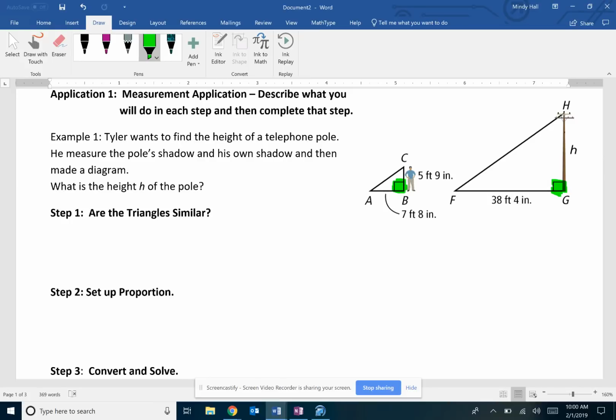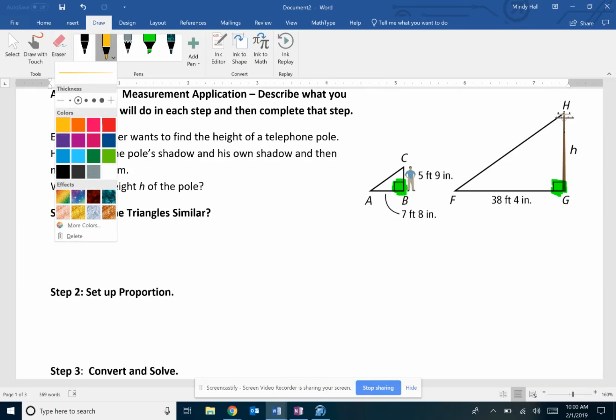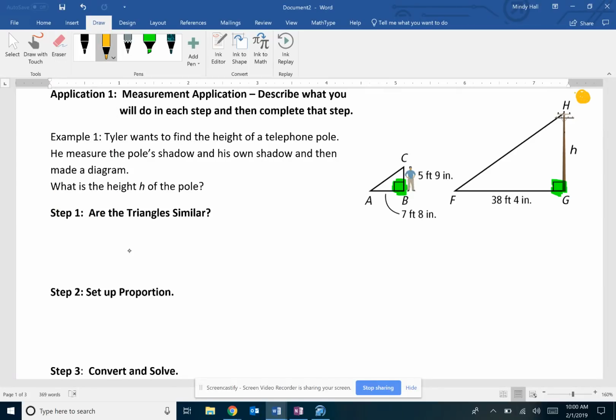Some of you may say, well, how do we know if they're actually similar? The answer is that if you have a cute little sunshine up here, the angle that the sunshine hits the telephone pole and the angle that the sunshine hits Tyler are going to be the same angle. Because of that, we know we have similar triangles.